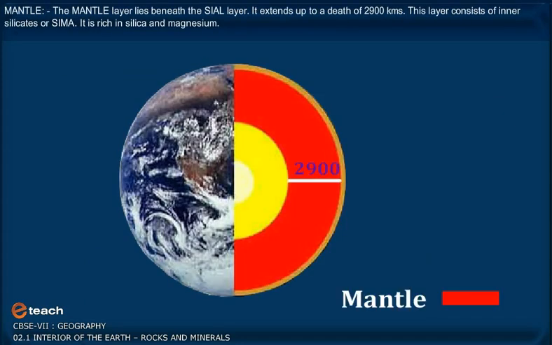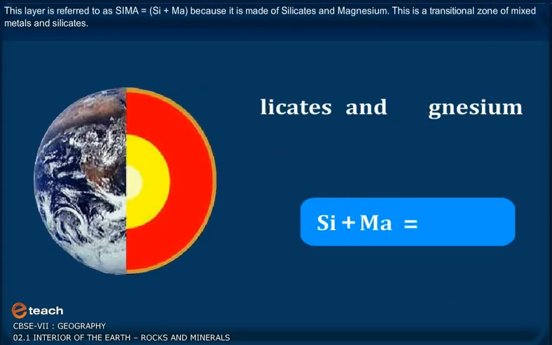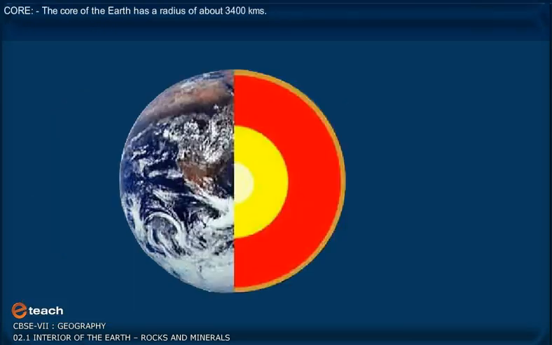Mantle. The mantle layer lies beneath the Sial layer. It extends up to a depth of 2,900 kilometers. This layer consists of inner silicates or sima. It is rich in silica and magnesium. This layer is referred to as sima, equals Si plus Ma, because it is made of silicates and magnesium. This is a transitional zone of mixed metals and silicates.